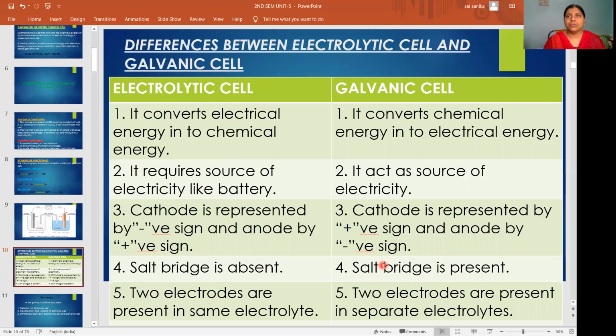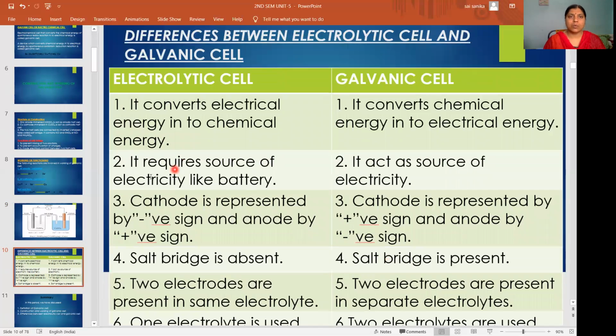So already I told you, if you keep the figures of the electrolytic cell and galvanic cell in your mind, you can write the differences easily. So first one, definition. Electrolytic cell converts electrical energy into chemical energy. Then in galvanic cell, it converts chemical energy into electrical energy. Then it requires a source of electricity like a battery. There we are using a battery here to pass electricity, whereas the galvanic cell acts as a source of electricity. Here cathode is represented by negative sign and anode by positive sign, whereas here it is opposite, cathode is represented by positive sign and anode by negative sign.